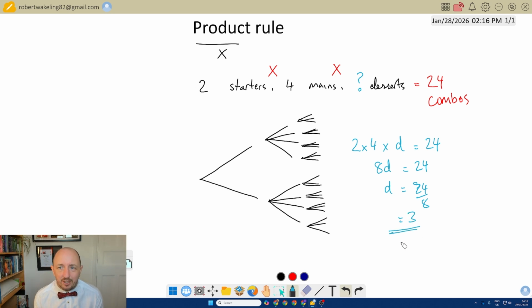You don't need to use algebra for that. You can sort of divide by 2 and divide by 4, and that will leave you with the 3 that you need. But that's the main type of question that you get from the product rule.